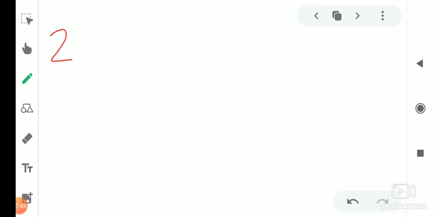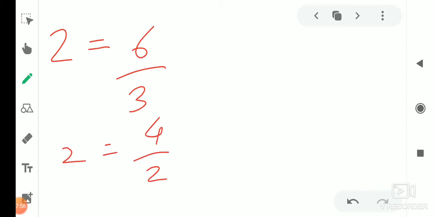So is 2 a rational number or not? Can we write 2 as 6 upon 3? Yes, we can write 2 as 6 upon 3. We can write 2 as 4 upon 2. We can write 2 as 12 upon 6. Yes, we can write 2 in different forms.